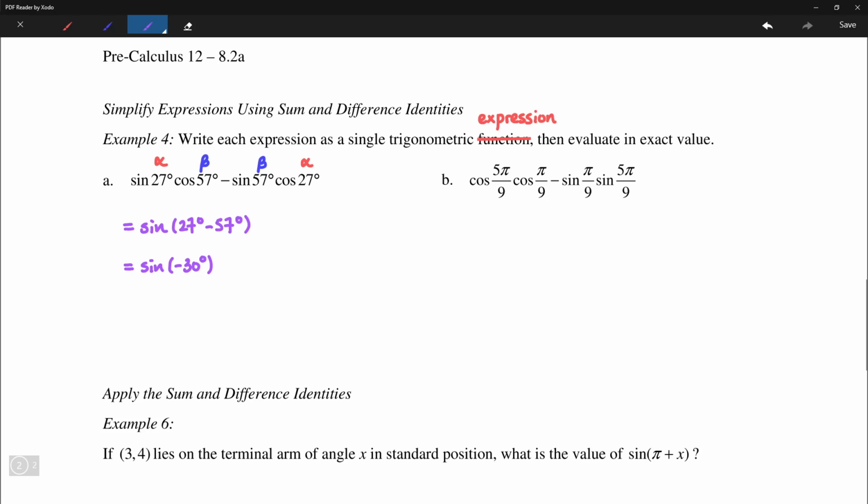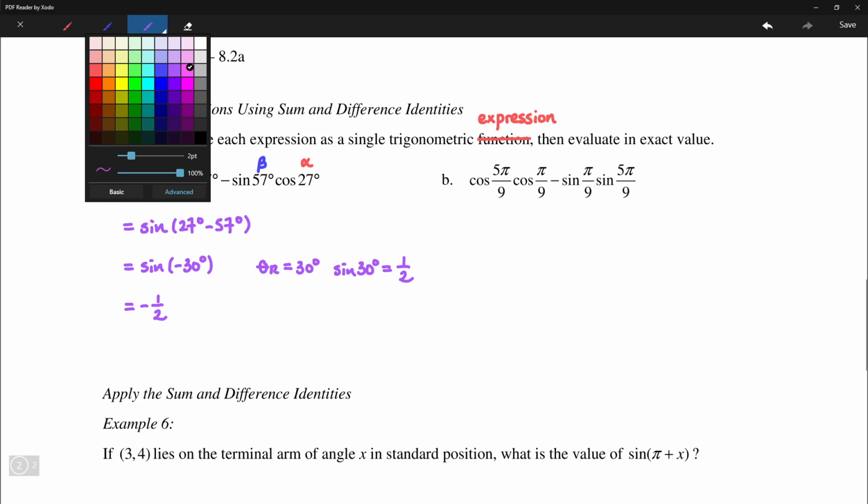From there, we can use the reference angle of 30 degrees. And of course, then we know sine 30 degrees is equal to 1/2. But sine negative 30 degrees is in quadrant 4, and sine ratios have to be negative there, so we're going to get a value of negative 1/2. Alternatively, of course, we can just use a calculator for this one, and it will also give us negative 1/2.